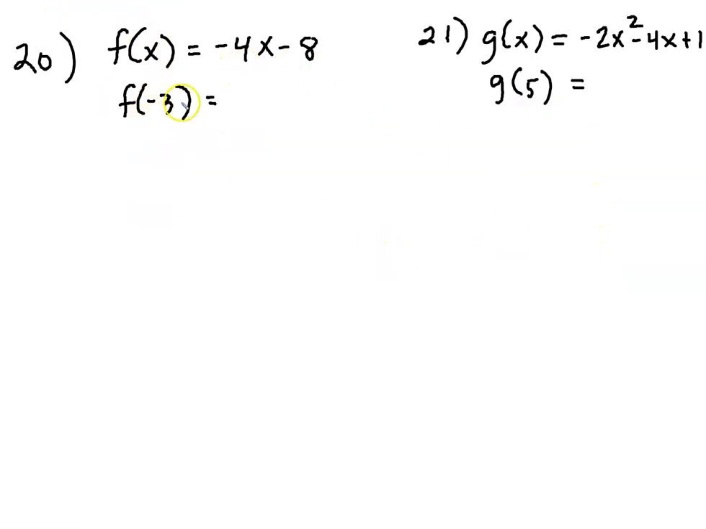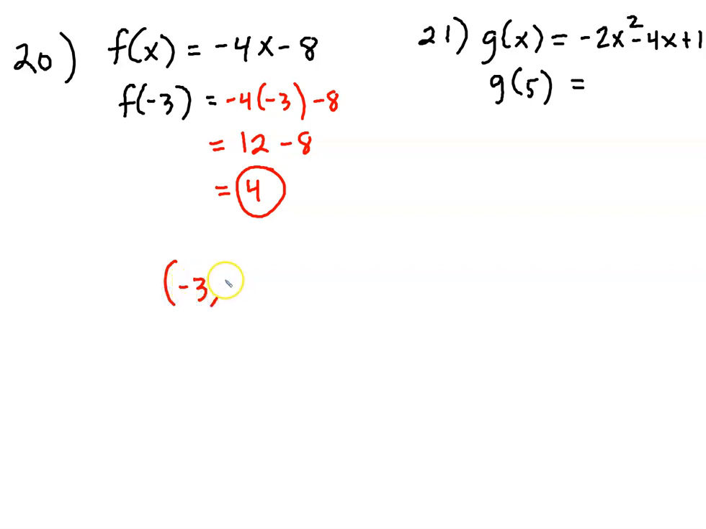Okay, 20 and 21. If you're given a function and I give you the input, that's what this says. If you input -3, what would the output be? So just look at how x got replaced with -3. Do the same thing over here. And then simplify. -4 times -3 is +12. So the answer to f of -3 would be +4. If you're graphing, that means the point -3, 4 would be on this graph. Don't have to do that, just wanted to connect it to something else.